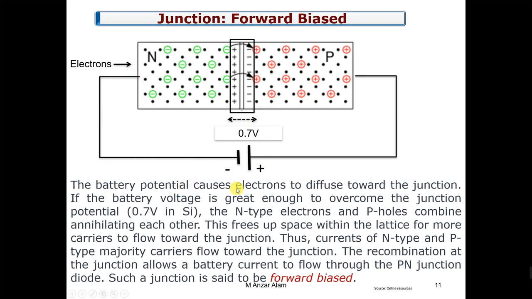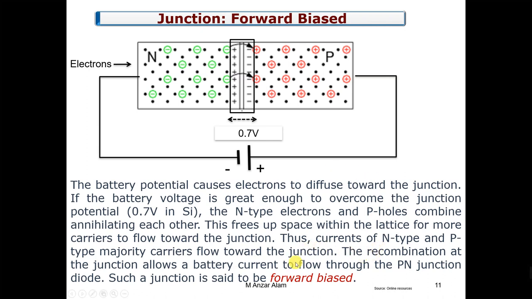Now this is the same figure. The battery potential, this is external, causes electrons to diffuse towards the junction. If the battery voltage is great enough to overcome the junction potential, 0.7 volt in silicon, the n-type electrons and p-type holes combine, annihilating each other. This frees up space within the lattice for more carriers to flow towards the junction. Thus, currents of n-type and p-type majority carriers flow towards the junction. The recombination at the junction allows a battery current to flow through the p-n junction diode. Such a junction is said to be forward biased.